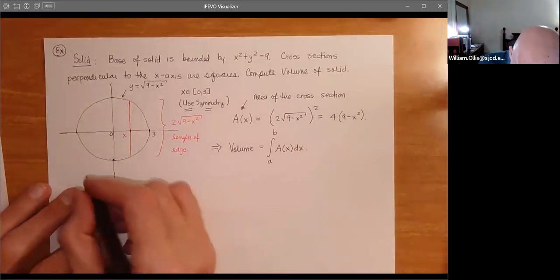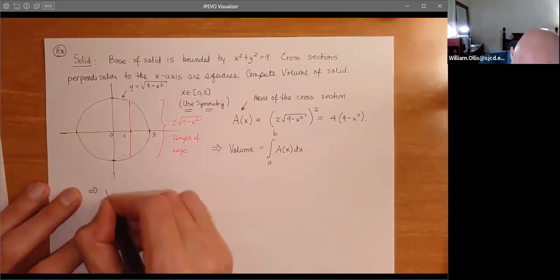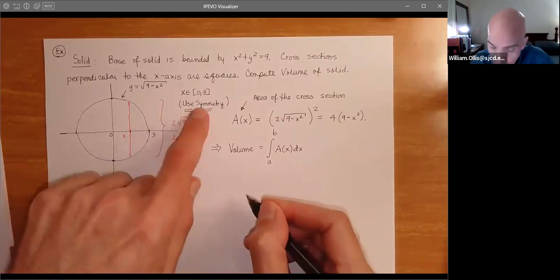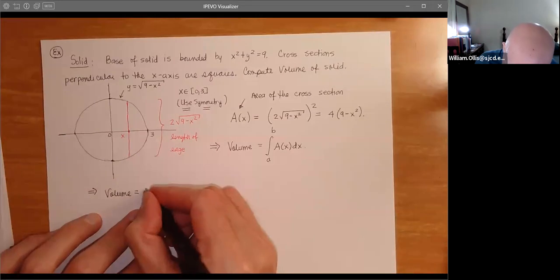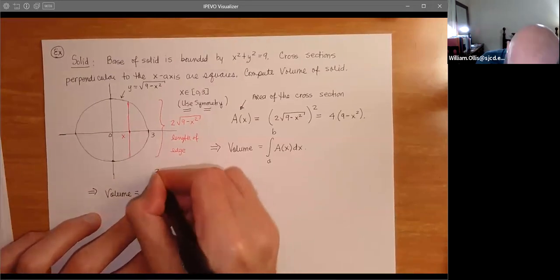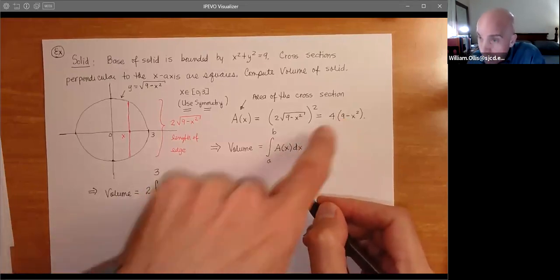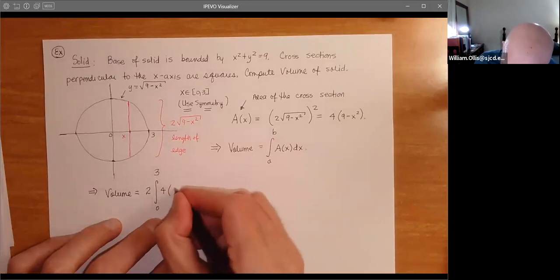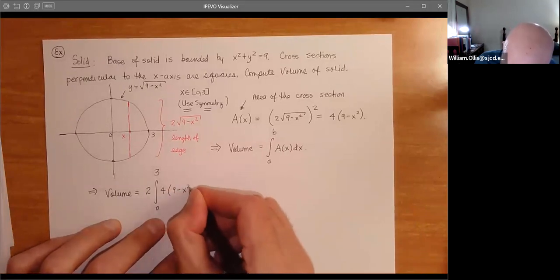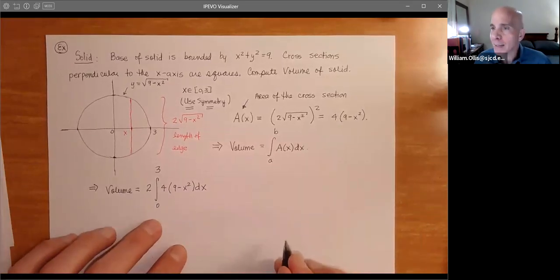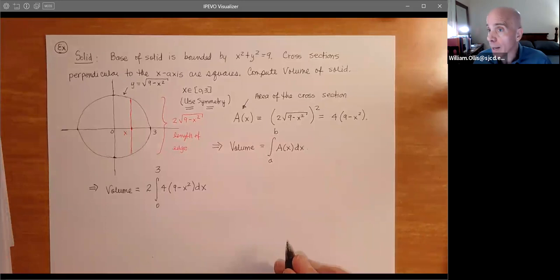So for this particular problem, this implies that the volume, again, we're going to use the symmetry, so we need to double the result. So we'll have 2 times the integral from 0 to 3 of our area formula, 4 times (9 minus x squared) dx. So you're thinking, how simple is this? And this has no pi in it, unless the area formula had the pi in it, which we had with the disk and washer methods.